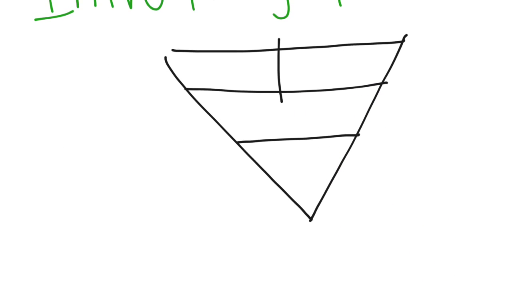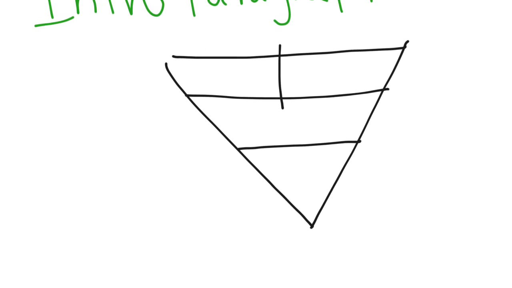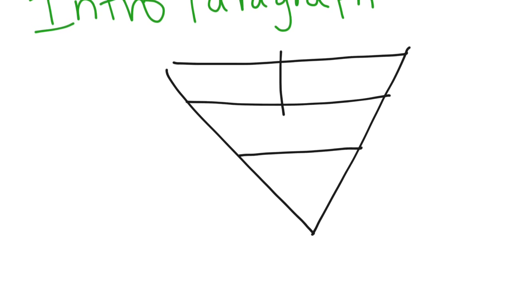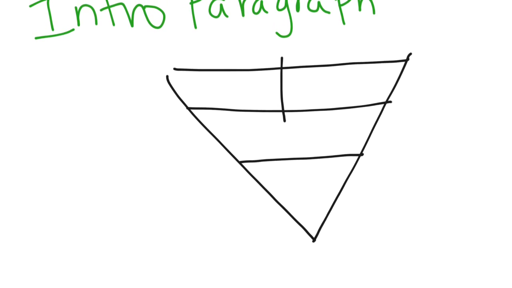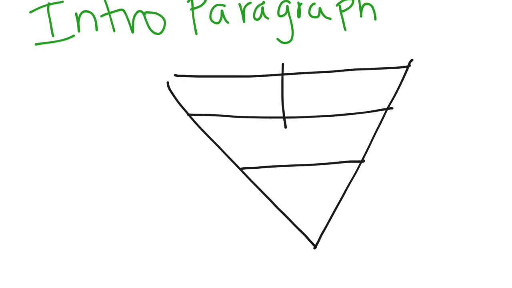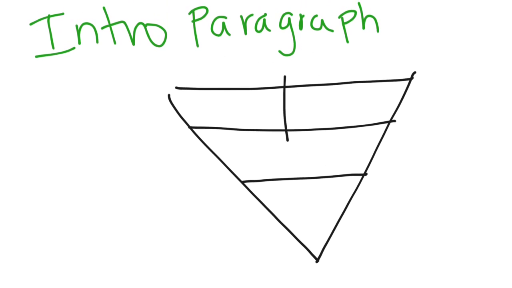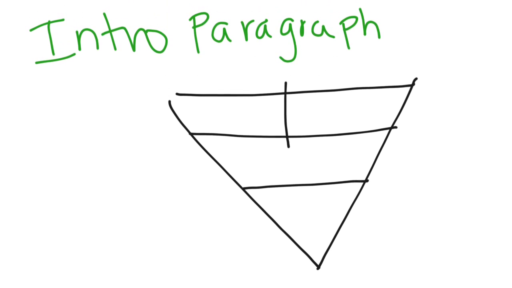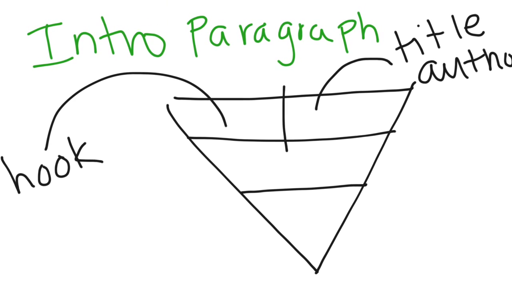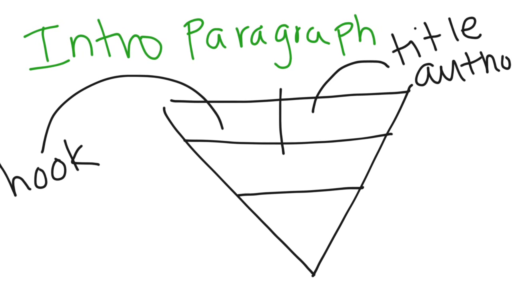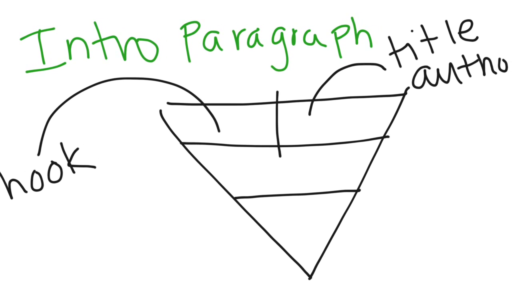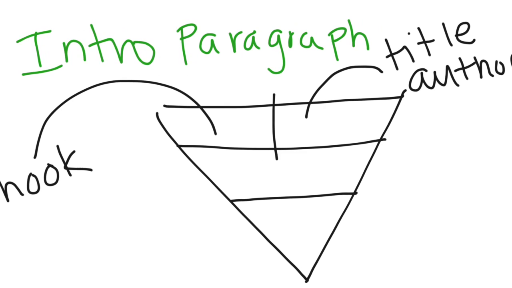Okay, so next we're going to take a look at an introduction paragraph. The introductory paragraph is the very first paragraph in your essay. It is made up of 4 parts, and it can be represented by an upside down facing triangle. Okay, so the first part of an introductory paragraph would be the hook, followed by the title, mentioning the title and the author of the piece that you're working on.